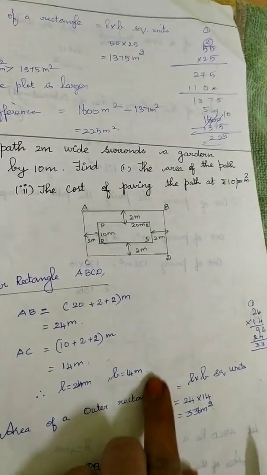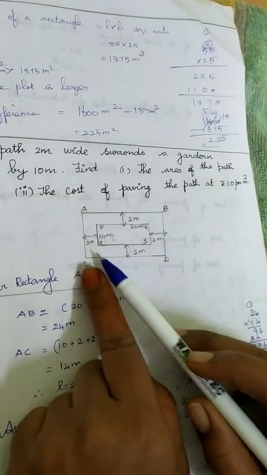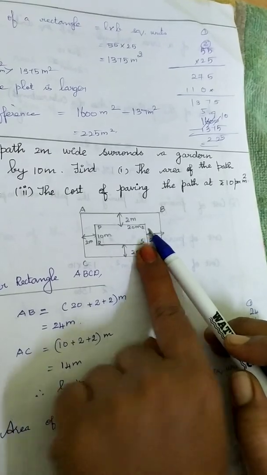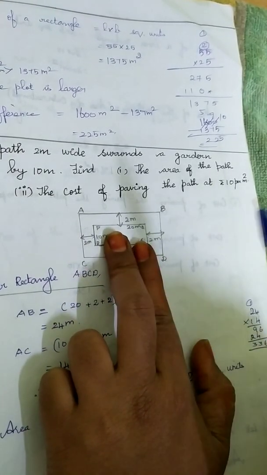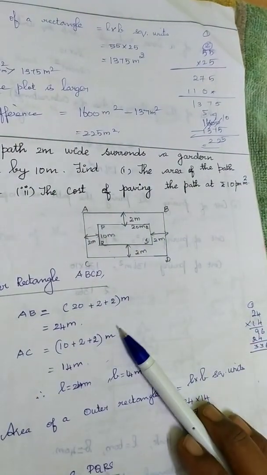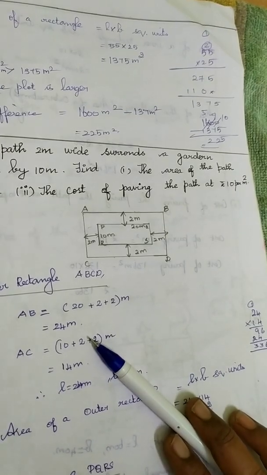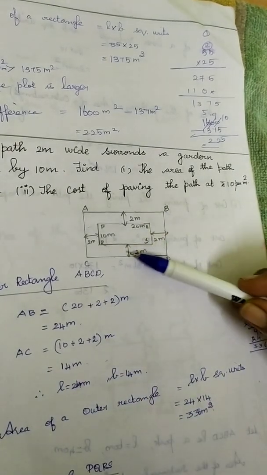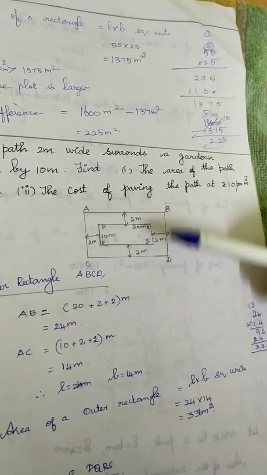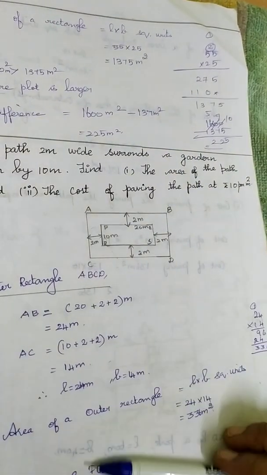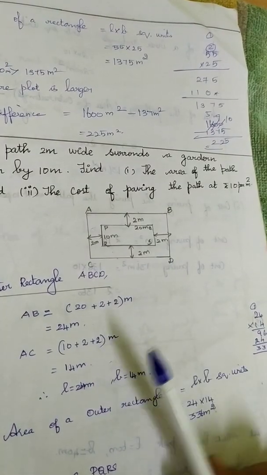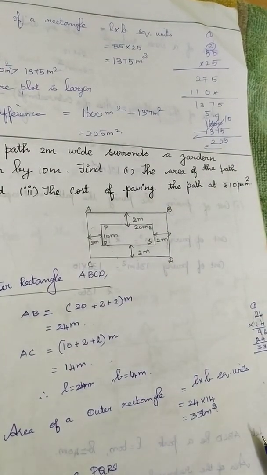When you see the outer rectangle, AB, you are going to add 20 meter, and on both sides the pathway is there which has a width of 2 meter. So 20 plus 2 plus 2, which is 24 meter. And AC, above also if you see 10 meter, this is extended on both sides 2 meter, 2 meter. So it is 14 meter. So I am going to consider the length as 24 meter, breadth as 14 meter.